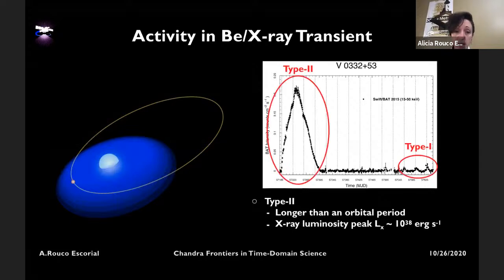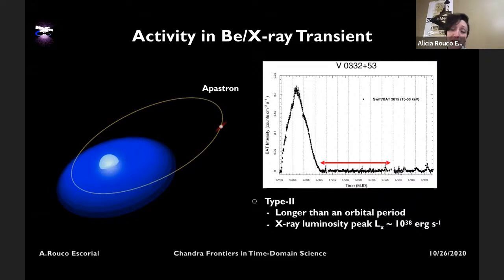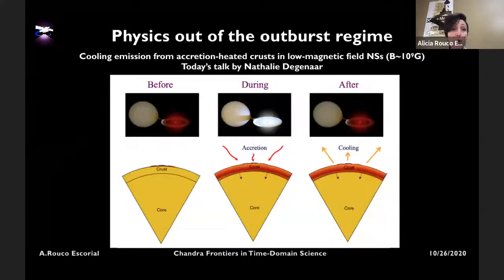However, we are interested in studying the behavior of these systems at low X-ray luminosity states, and especially the emission detected from the neutron star at apastron. So, in low magnetic field neutron stars before accretion, crust and core are in thermal equilibrium, and during accretion, the crust heats up and the thermal equilibrium is broken. Once the accretion stops, the crust tries to restore the thermal equilibrium with the core by releasing the excess of energy that we detect as thermal emission.